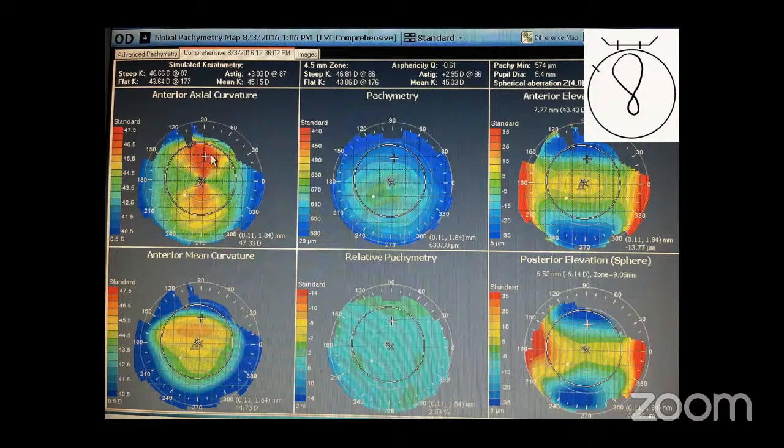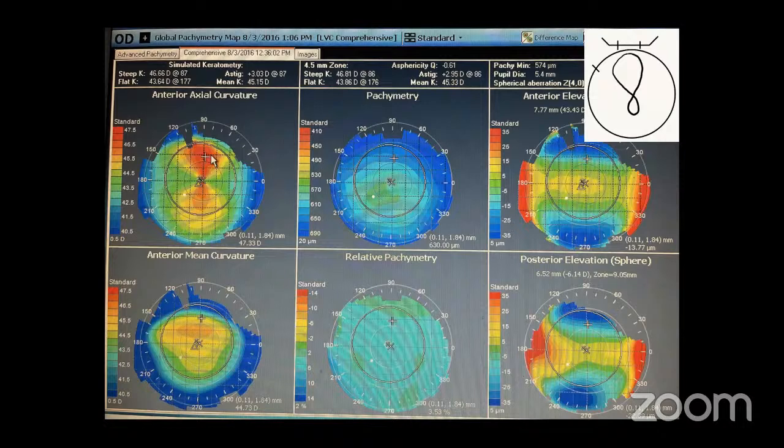So, this is the Pentacam of the right eye with the steep axis at 46.66 at 87 and flat axis at 43.64 at 177, with astigmatism of 3 at 87, which is with-the-rule astigmatism.